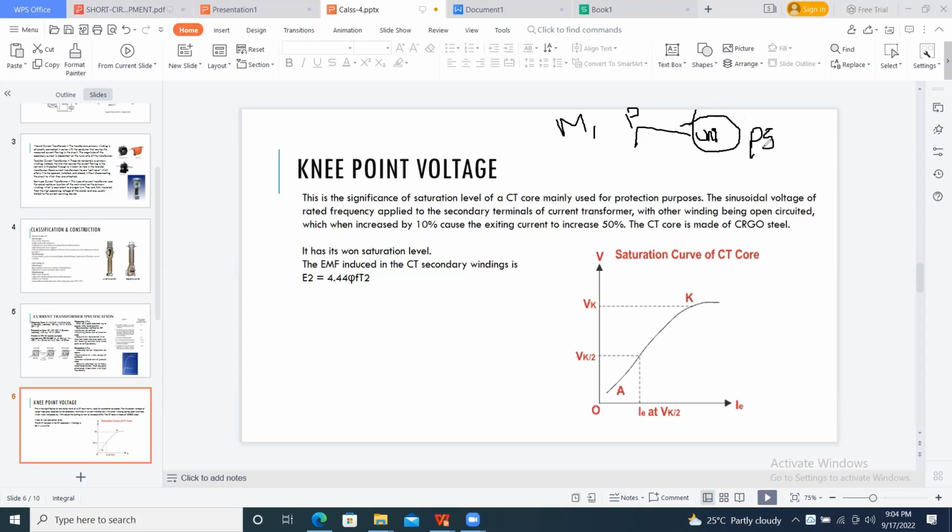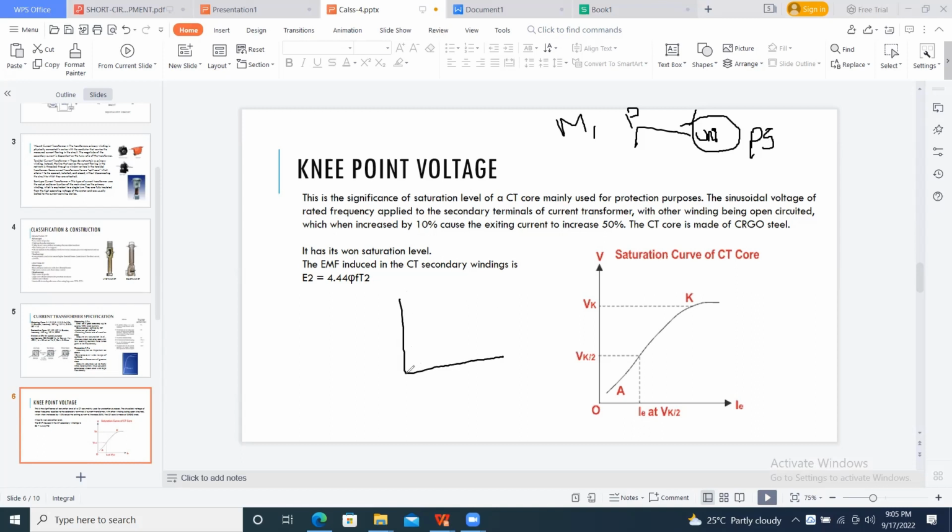The PS class CTs are represented with the concept of knee point voltage. What is the knee point voltage? This signifies the saturation level of the CT and is mainly used for protection purposes. A sinusoidal voltage at rated frequency is applied to the secondary terminals of the CT with the winding open circuited. When you increase the voltage by 10%, the excitation current increases by 50%. At that point, you can say that the CT has entered into saturation.